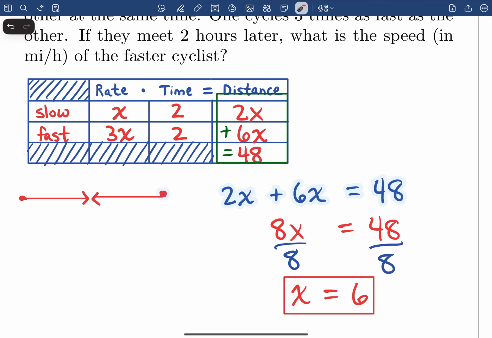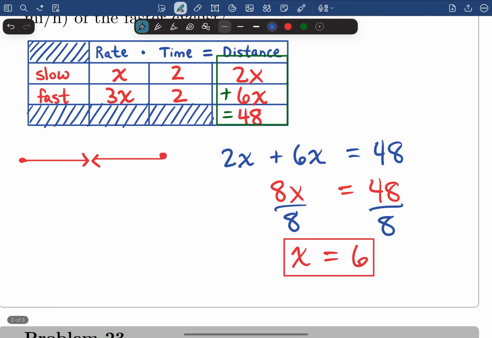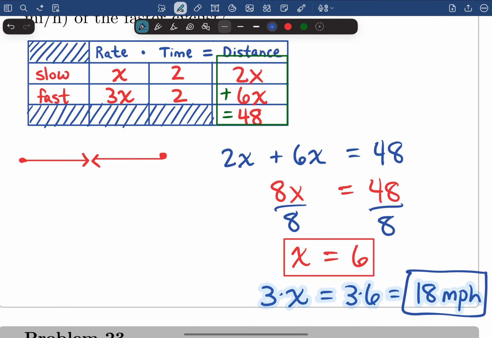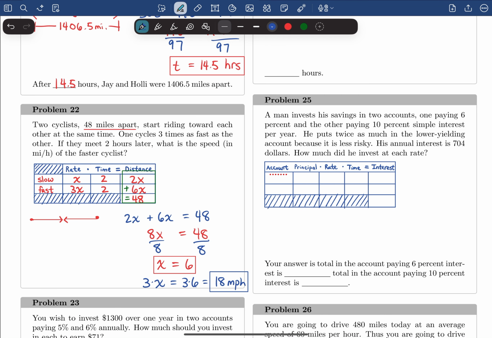And so they're asking, what is the speed of the faster cyclist? Well, I'm going to have to multiply my answer for x times 3 to get that rate, because they were going 3 times as fast as the slower bicyclist. So I'm going to multiply 3 times x, which is 3 times 6, which gives me 18. And we're talking about miles per hour. All right, so the faster cyclist must have been going 18 miles per hour.